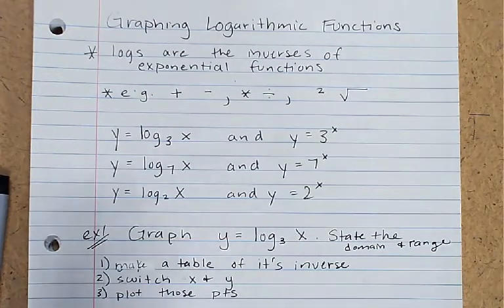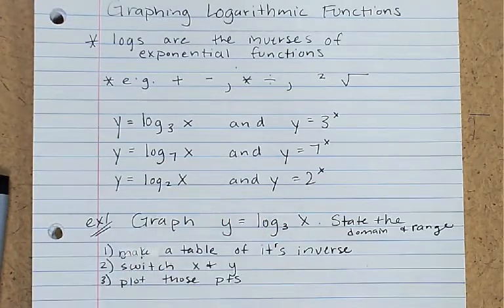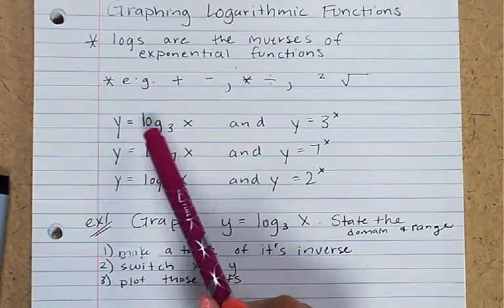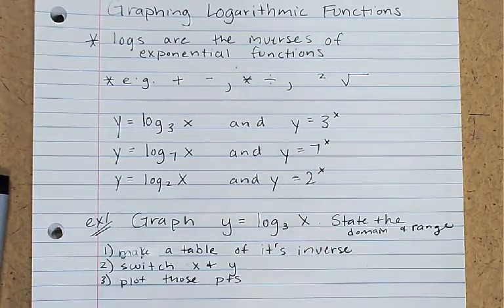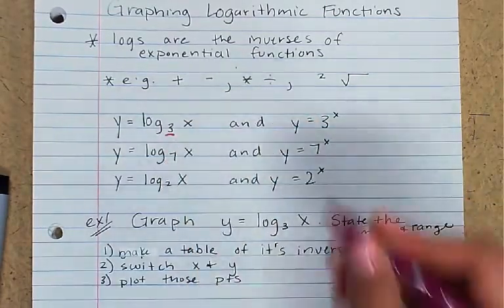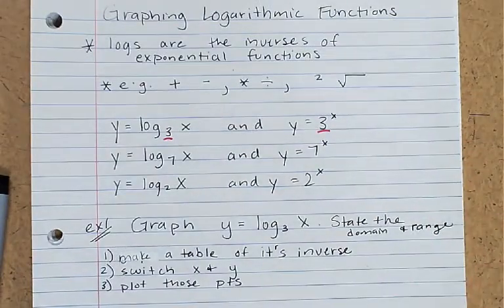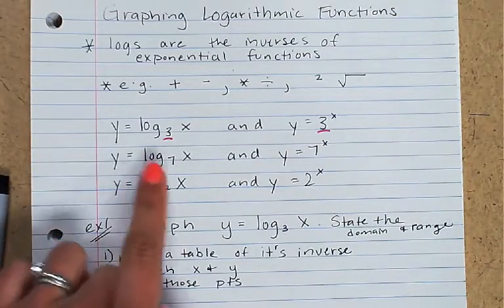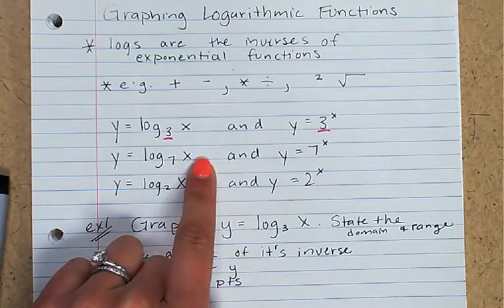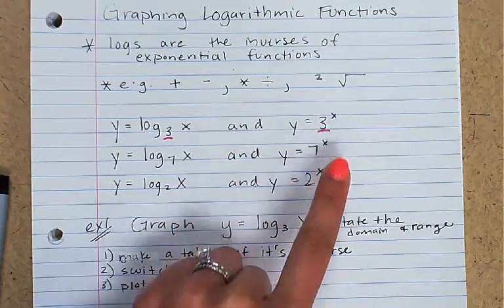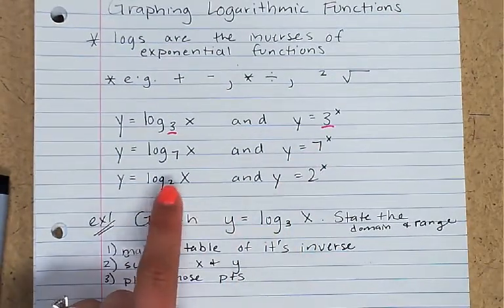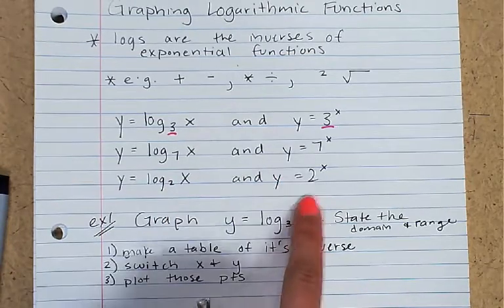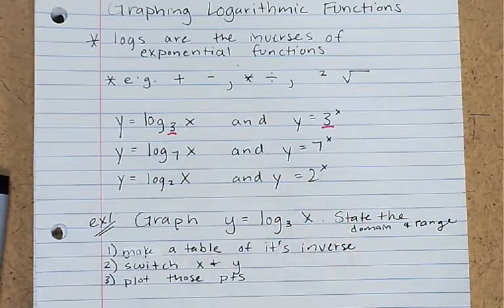So, some examples of what an inverse of an exponential function and a logarithmic function look like. If I had log base 3 of x, the inverse of that is 3 to the power of x. When I say log base 3, notice how the 3 becomes the base of the exponential function as well. If I had log base 7 of x, the inverse of that is 7 to the power of x. So this number again becomes the base in our exponential function. And lastly, log base 2 of x, the inverse of that is 2 to the power of x. Those are inverses of each other.